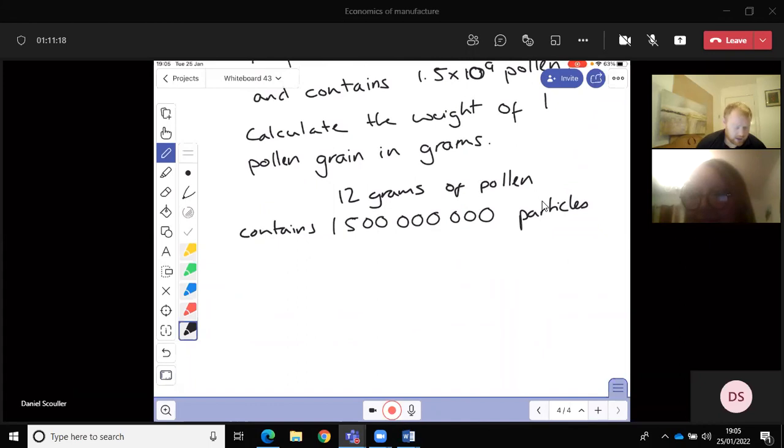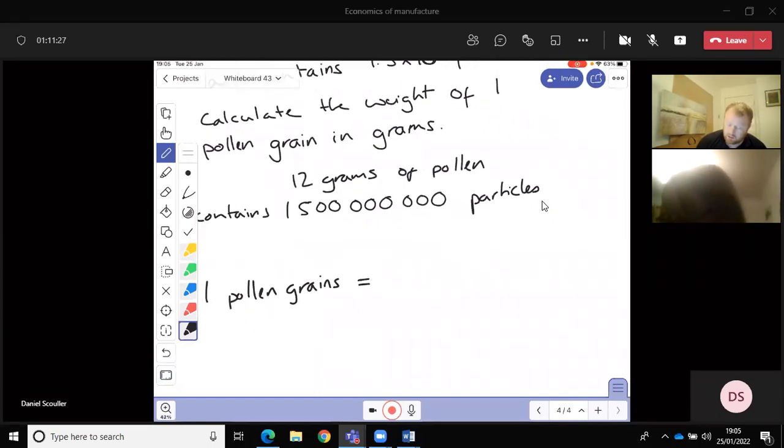So what's it asking you? The weight of one pollen grain in grams. So what you need to do is divide 12 by 1.5 times 10 to the 9.